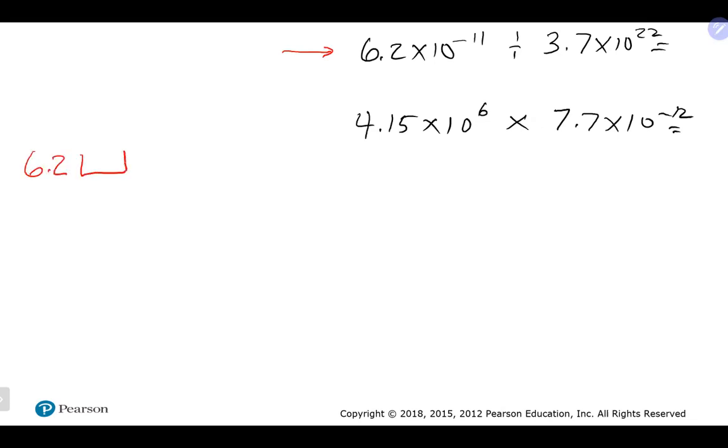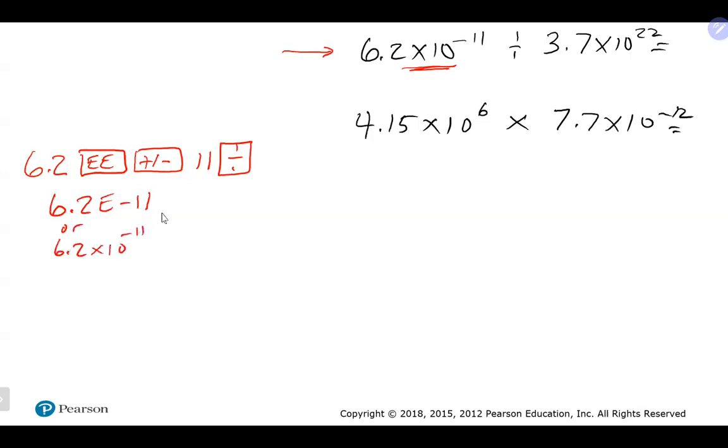I then would hit my exponent button. Remember, that represents the times 10 part. I would then hit my negative button, and I would hit 11, and then I would hit divide. And again, that would most likely put something like 6.2 e negative 11, or it may go 6.2 times 10 to the negative 11, is how it will display on your calculator.